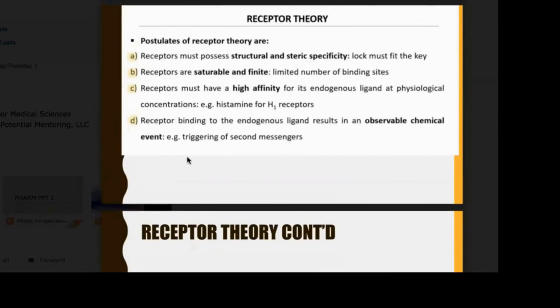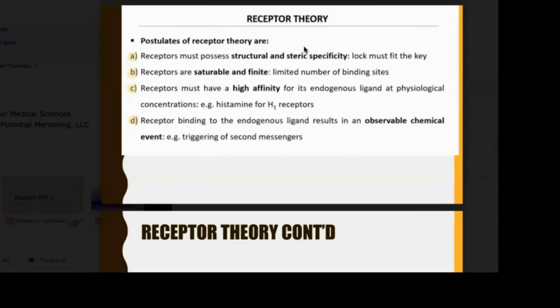Okay, so this is all part of what is called receptor theory. So what makes drug receptors work? So receptors have structural and steric specificity. So this is lock and key like the enzyme. So they're looking for a certain drug or a certain shape and in a certain conformation.